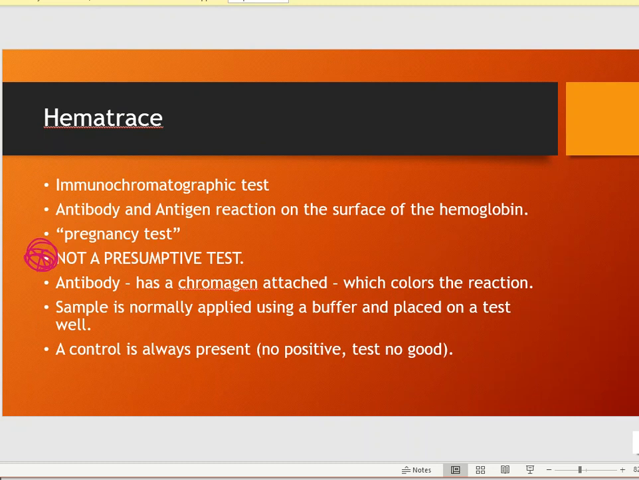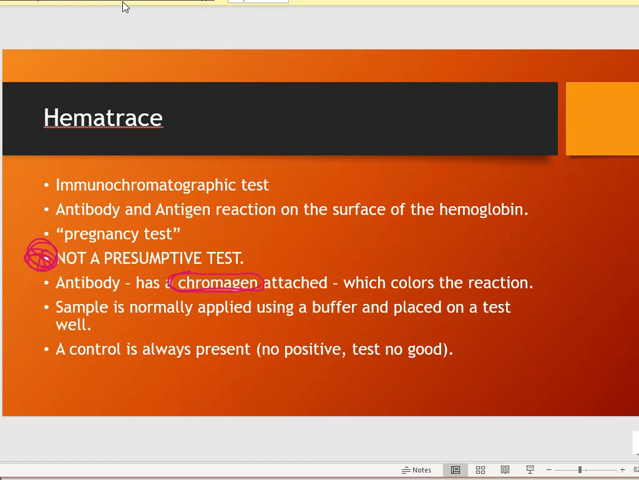The HemaTrace will actually use what we would call a chromogen, a chromogen, and some antibodies, very similar to how our blood typing was done, right? So if you remember, we had this discussion about antibodies and antigens and our red blood cells making antibodies that will go out and attack the invaders that come in. Those things have to be very, very specific.